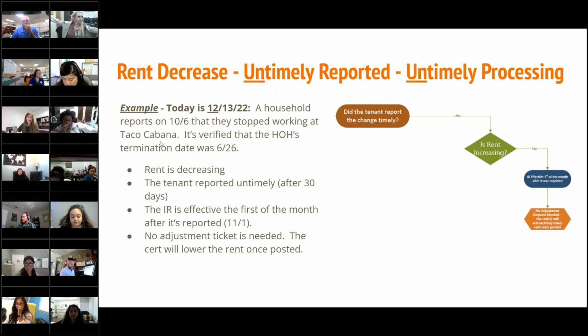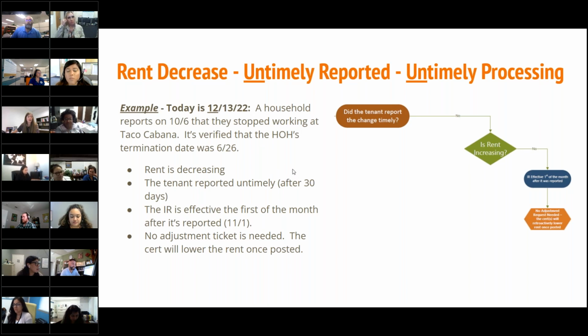If I reported now, like right now, if I lost my job today, I have 30 days to report that. So I could report it November 10th. I'd still be in compliance, and my rent goes down 11/1. So yeah, I'm so glad we're talking about this. I think Brian hit the nail on the head with let's talk about this.